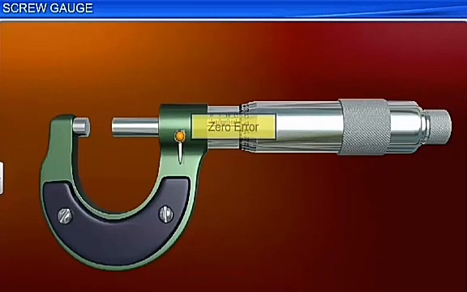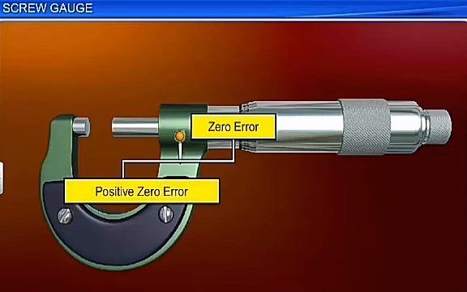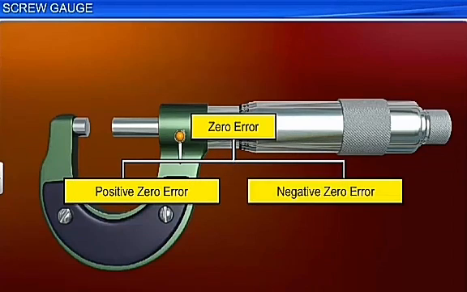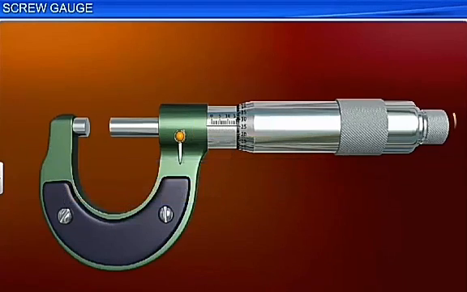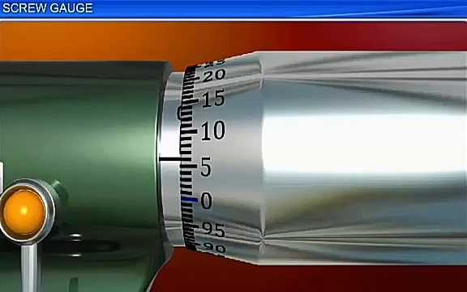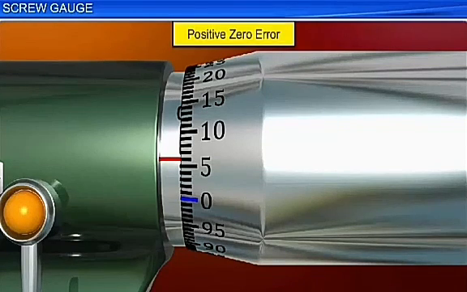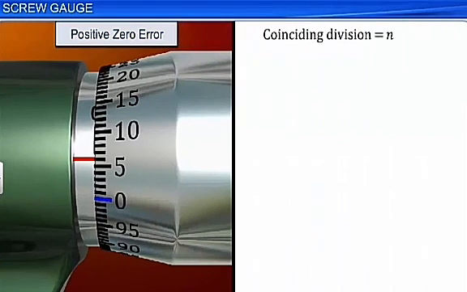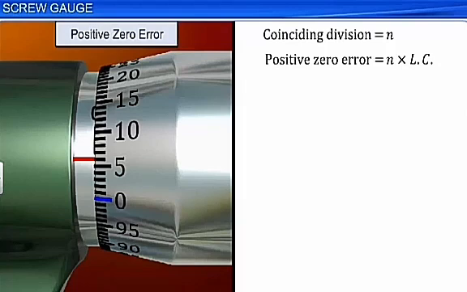There are two types of zero errors. They are positive zero error and negative zero error. When the tip of the screw is in contact with the stud, if the zero of the head scale is below the index line of the pitch scale, then the error is said to be positive zero error. If n is the coinciding division of the head scale with the index line of the pitch scale, then the positive zero error is equal to n into least count. Then the positive zero correction is minus of positive zero error.